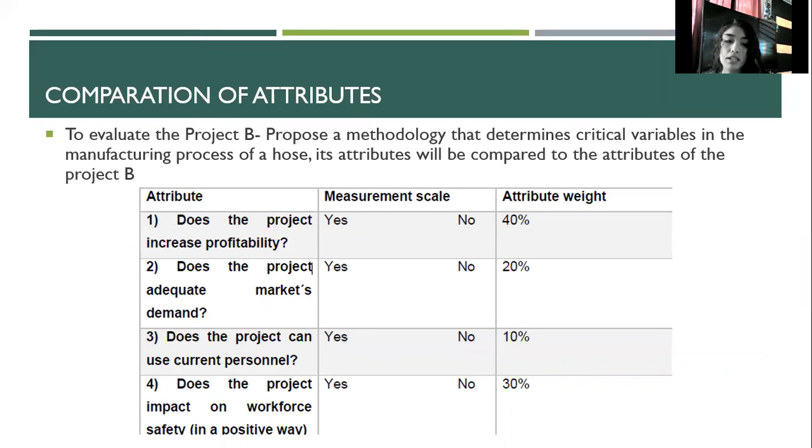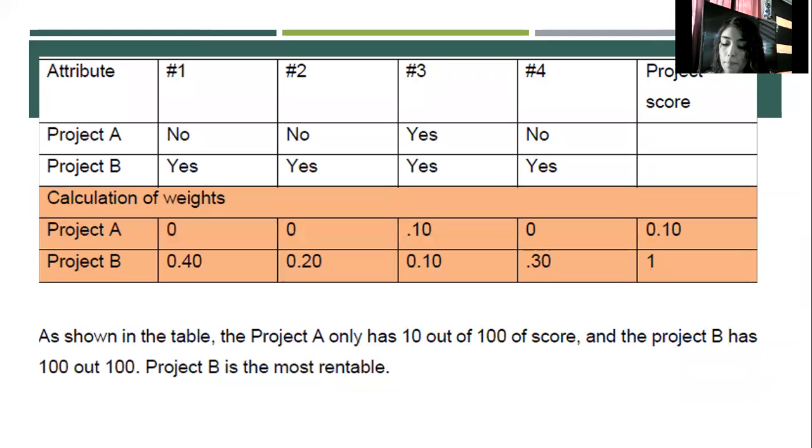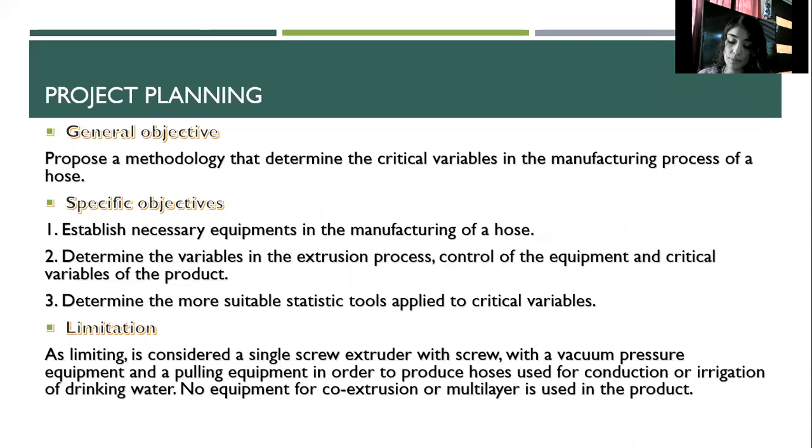Now, the comparison of the attributes. Does the project increase the profitability? There is a comparison of the attributes of these two projects, as shown in the table. Project A only has 10 out of 100 of score. It's a very bad project. But project B has 100 out of 100. Project B is the most profitable, so this is the project that is going to be taken.